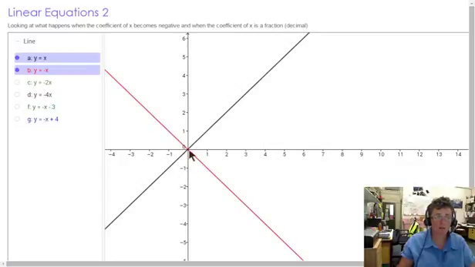So with the black line, y equals x, for the rise of 1, which is in a positive direction, we move to the right one, which is also in a positive direction. So rise is 1, run is 1, therefore the slope of the line is 1.